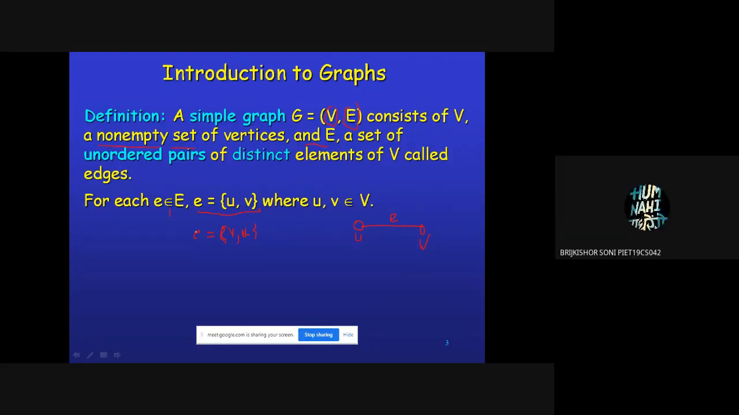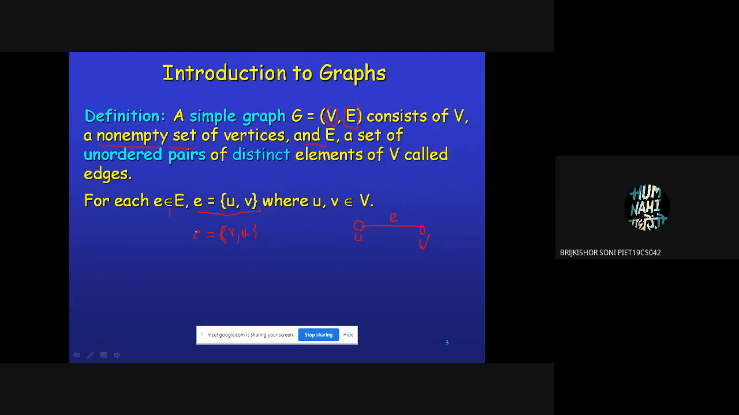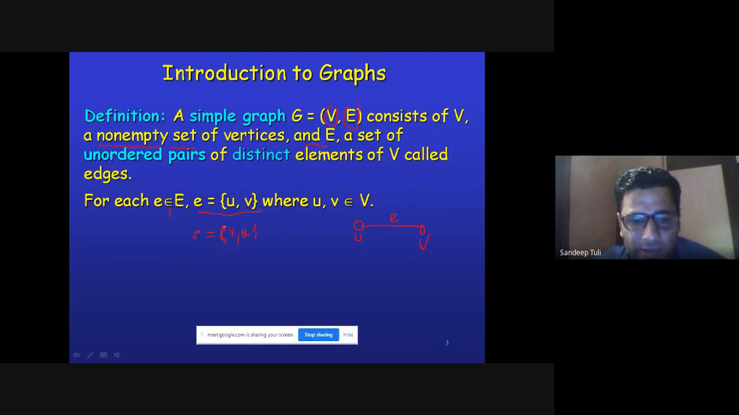When we change the position of U and V, it would not affect e, any function or relation. It is not a function, it is not a relation, it is a set, dear. Okay, yes, a set. Whenever I use these curly braces, it means it is a set. Okay, sir.